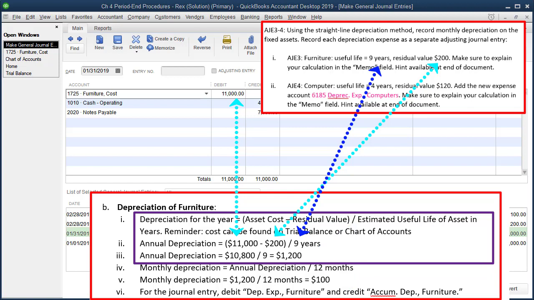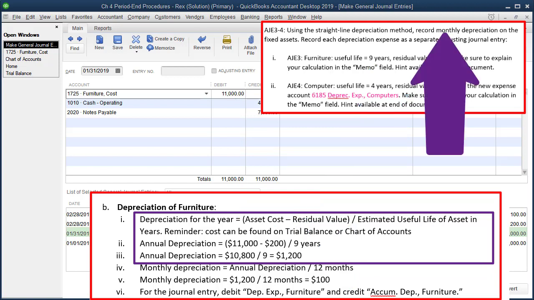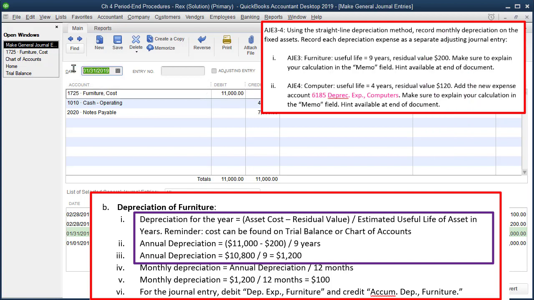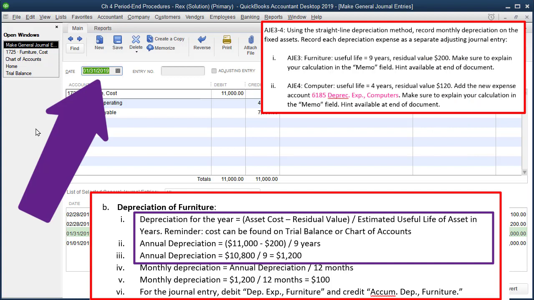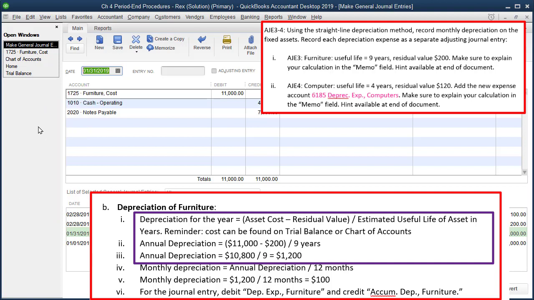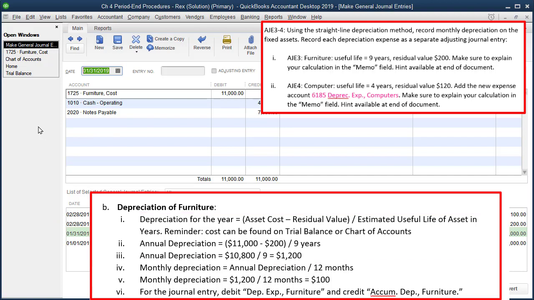Now notice the instructions say record monthly depreciation. First of all, why are we recording just a month's worth of depreciation? Well, remember, it is the end of February, and we purchased this furniture at the end of January. So that's 1 month's worth of depreciation. If the depreciation that we just calculated was $1,200 a year, how much is that per month? Obviously, that's $100 per month.